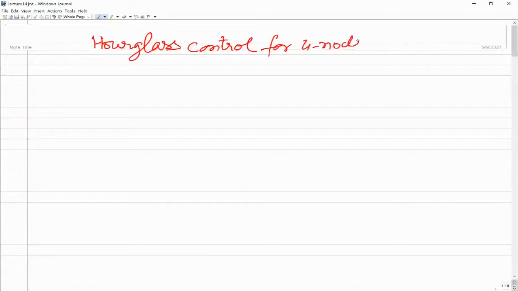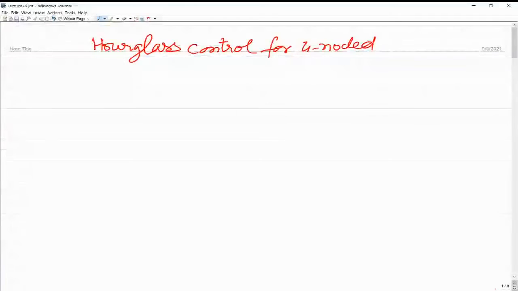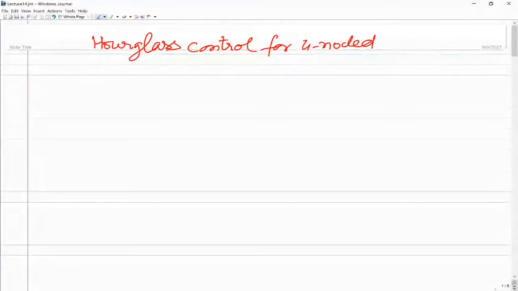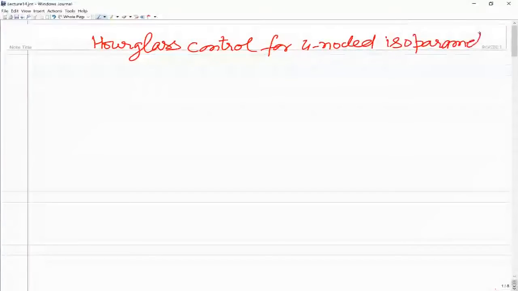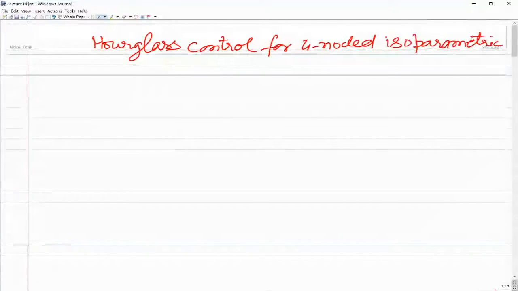Sir, in selective integration also, do we have hourglass modes? Yes, you have them both in the reduced integration and also in the selective integration. Of course, the number would be less in selective integration. Okay, sir. So, hourglass control for a four noded isoparametric element with reduced integration. So I'm going to talk about reduced integration.